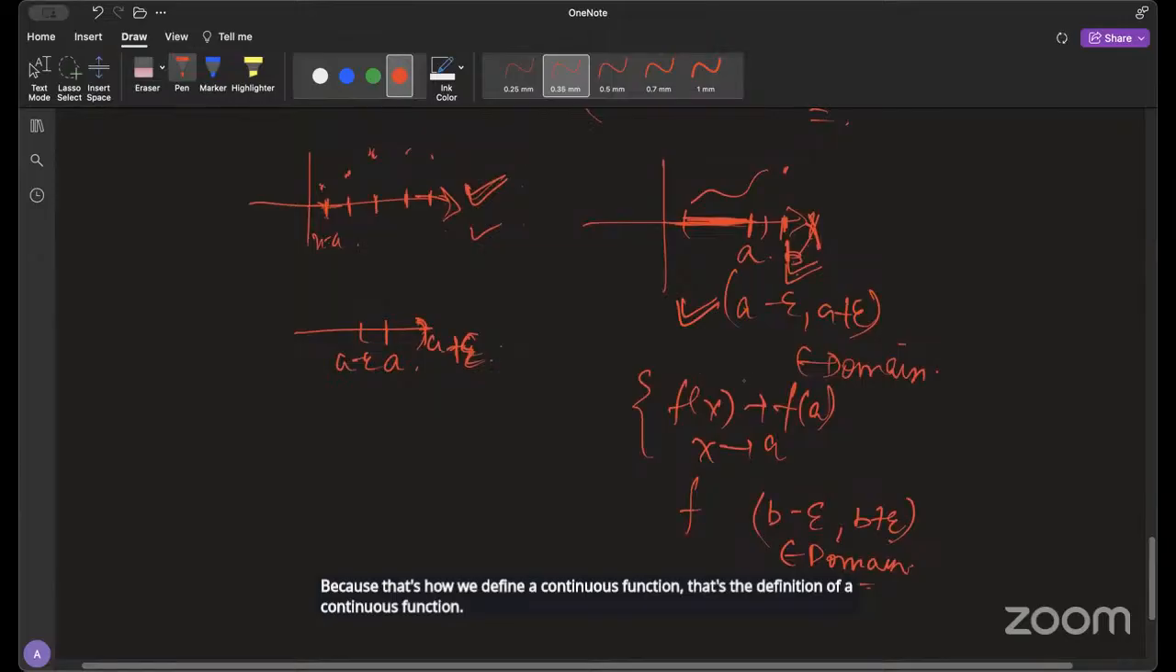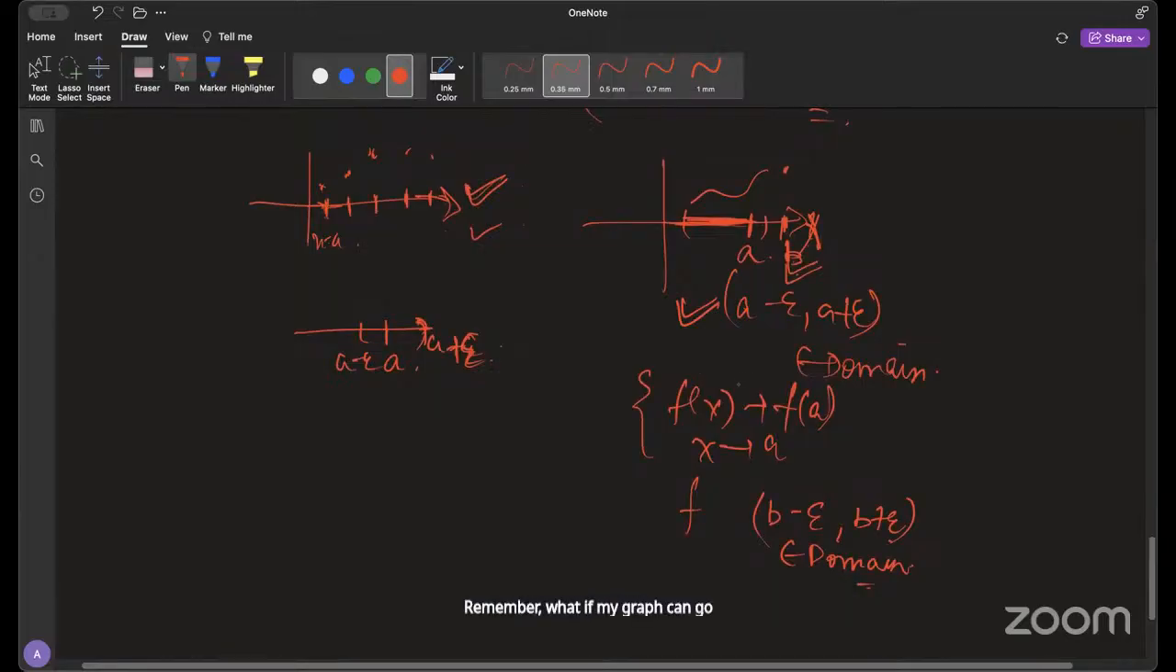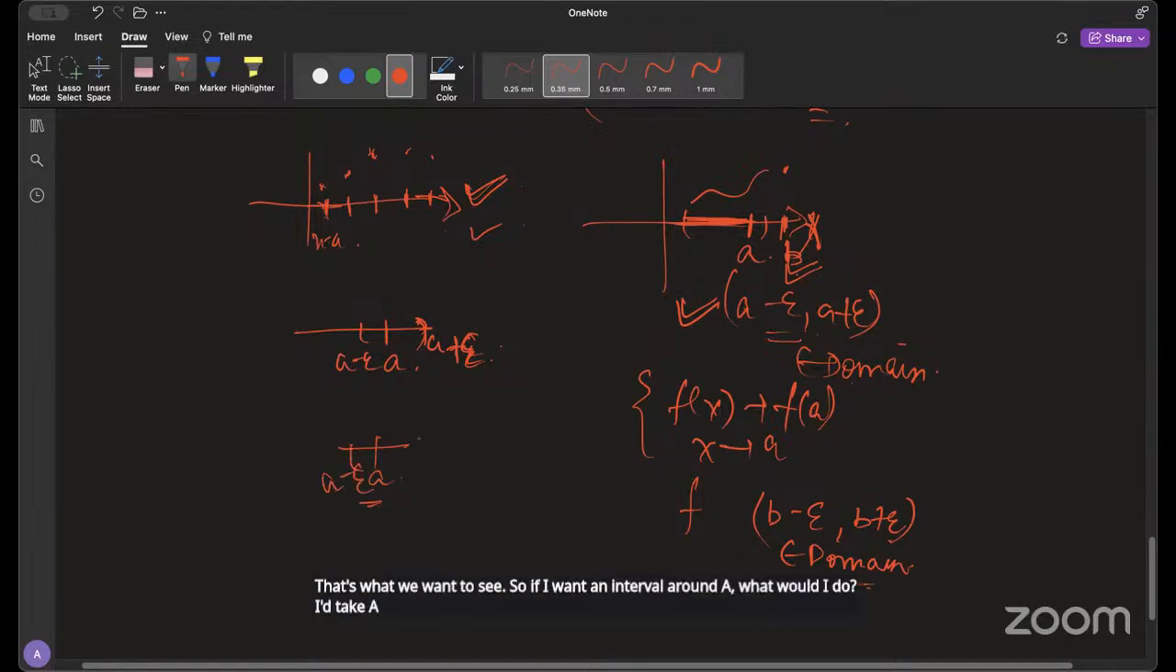Ma'am, but what if my graph can go towards the negative y-axis? Then it is not necessary for the epsilon to be greater than 0. Oh no, this just means when you take an interval around A, how do I take it? By this, we just want to say that we need an interval around A which is contained in the domain. That's what we want to say. So if I want an interval around A, what would I do? I take A minus something and A plus something. Isn't it? Okay, ma'am, got it.